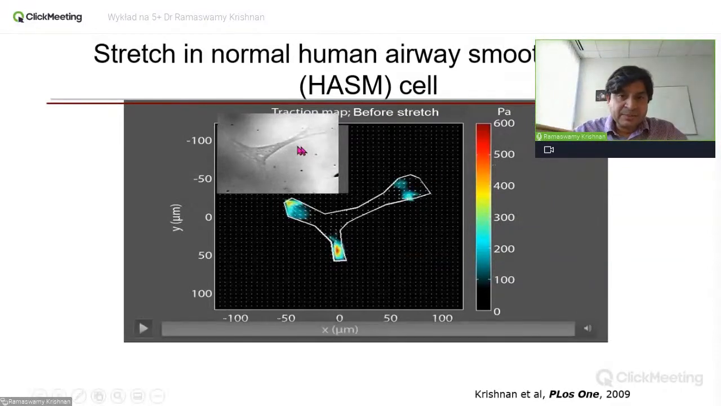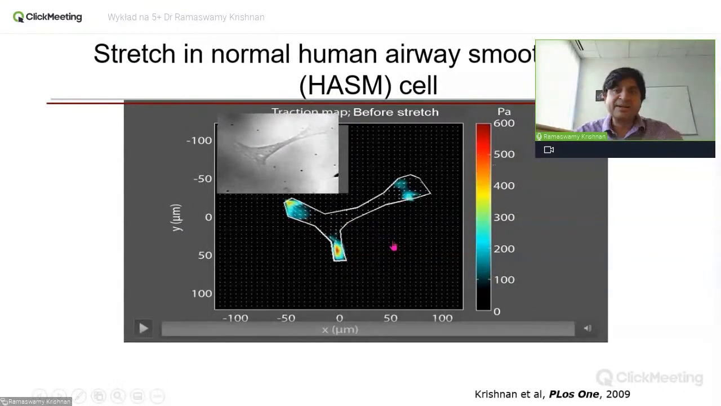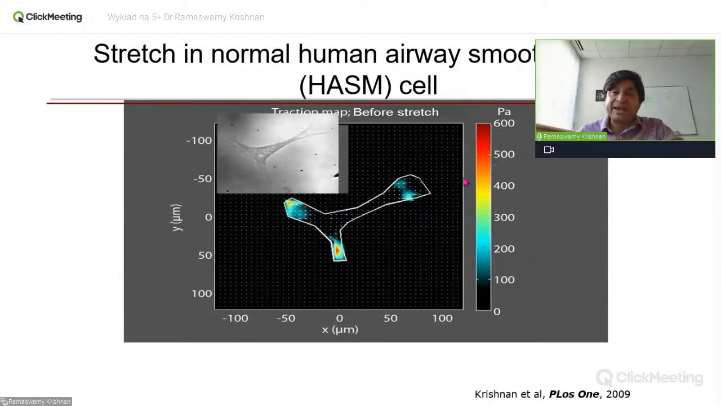For that cell, this is the map of contractile forces the cell exerts. We'll come to methods in a bit, but for now, this is the contractile force map. The colors show you magnitude of contraction. So the really red colors, hot colors, are the big contractions. Black is zero. And there are also arrows here that are all pointed inwards. So this cell is on the substrate and it's contracting at its edges.